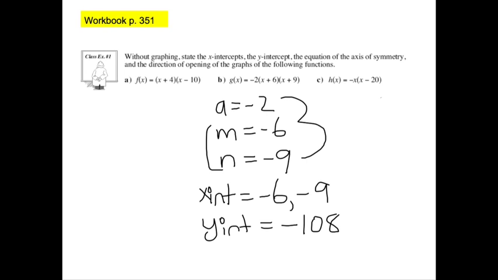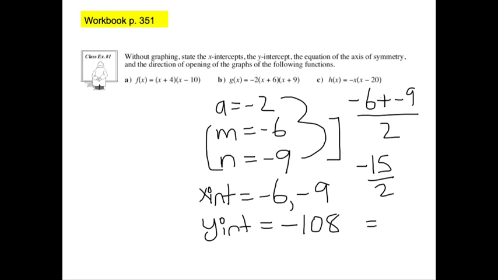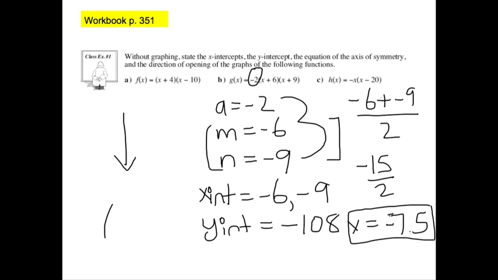We have the axis of symmetry, so you're going to take these two values, m and n, and you're going to add those together. So you get -6 plus -9, all divided by 2. That's going to be -15 divided by 2, which is going to be -7.5. And last but not least, is this opening up or down? Well, that's a negative value, so it's going to be opening down. So it's going to look like this.